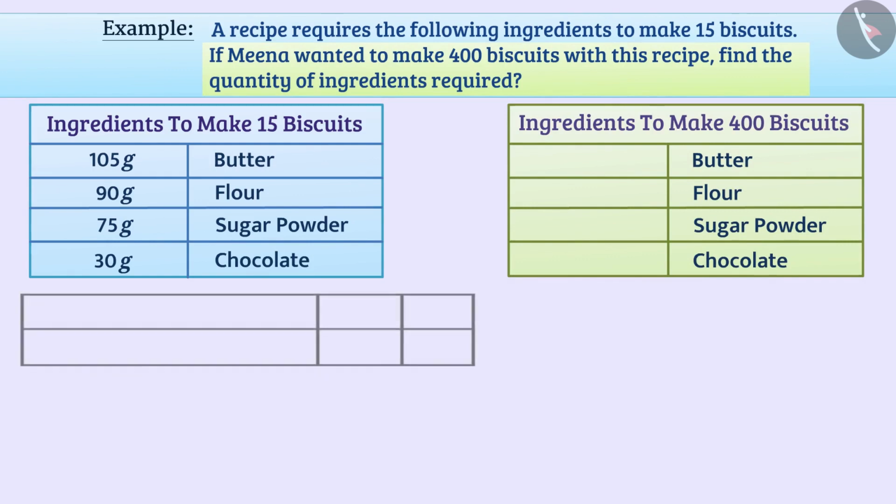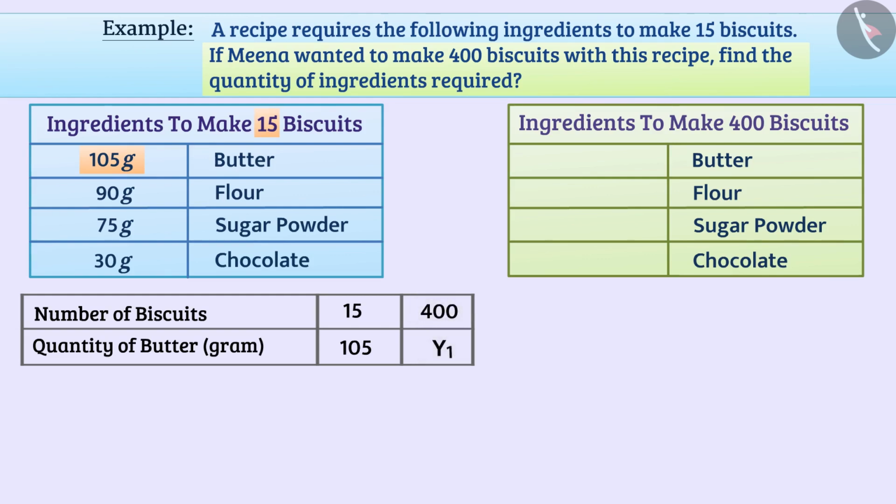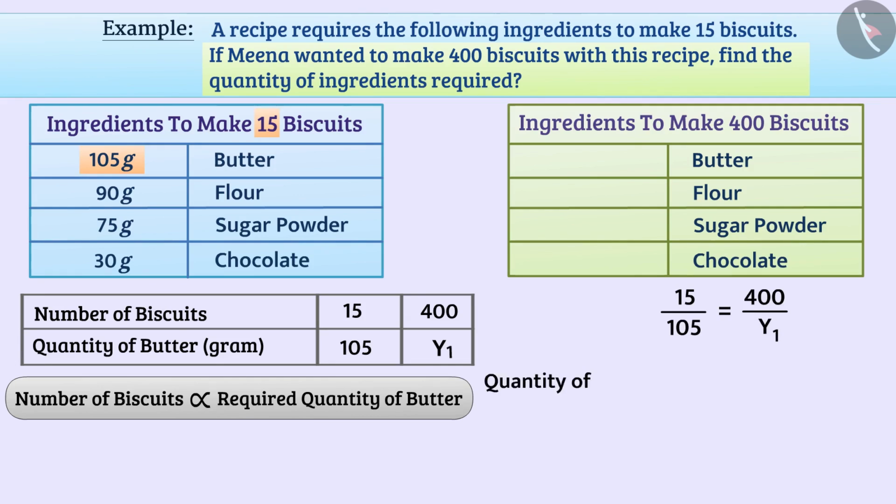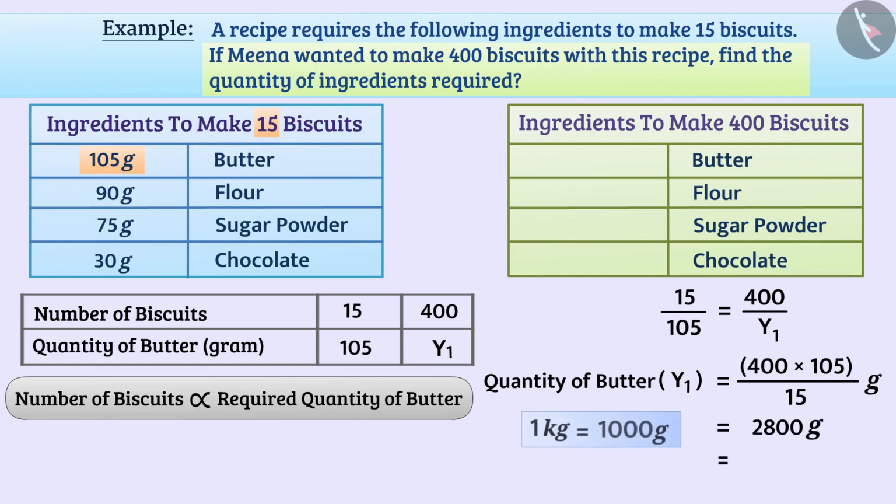We can show the relationship between the number of biscuits and the quantity in grams of butter like this. Suppose the required quantity of butter to make 400 biscuits is Y1. Since the number of biscuits and the required quantity of butter is directly proportional, 15 divided by 105 is equal to 400 divided by Y1. Therefore, the quantity of butter, that is Y1, is equal to 400 multiplied by 105 divided by 15 gram, which is equal to 2800 grams, which is equal to 2.8 kilograms.